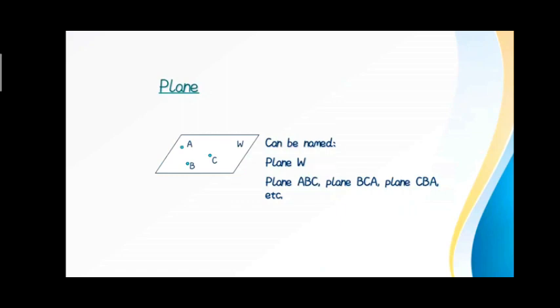These are the 4 ways you can write the name of the plane, and it doesn't matter whether you write in alphabetical order or in a jumbled way. You can write in any way, but the thing you have to remember is that it should be in capital letters. Right? I hope you have understood all the 3 undefined terms.